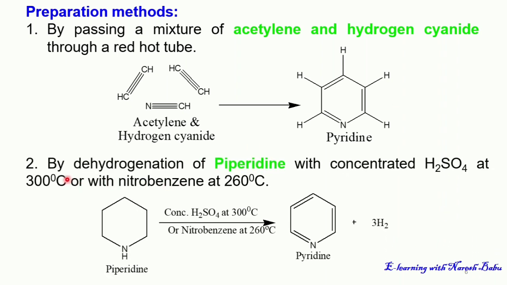The second method of preparation is by dehydrogenation of piperidine, which is the saturated form of pyridine. The dehydrogenation of piperidine is done with concentrated sulfuric acid at 300 degrees Celsius or with nitrobenzene at 260 degrees Celsius. We can remove the hydrogens in this position either with sulfuric acid at 300 degrees Celsius or by using nitrobenzene at 260 degrees Celsius. We can see the formation of pyridine along with the evolution of hydrogen gas.